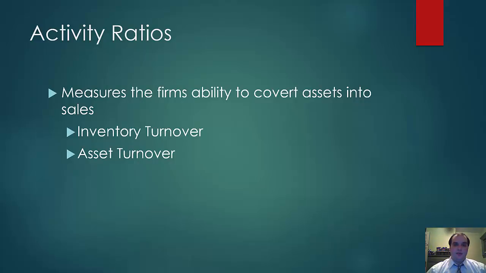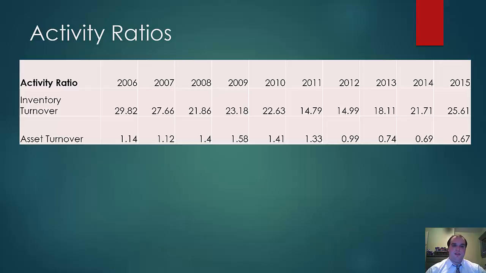Alright, so the next major section I'll be going over is the activity ratios, and these ratios simply suggest whether or not a firm like Dish is able to convert their assets into sales. Two activity ratios I'll be focusing on within this section are the inventory turnover ratio as well as the asset turnover ratio. Like with the other ratio analysis within this video, I'll be focusing on the years from 2006 to 2015.